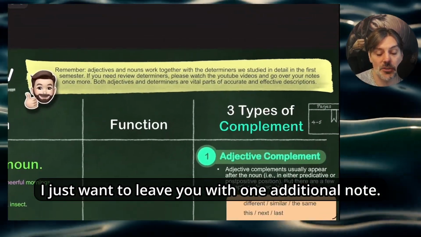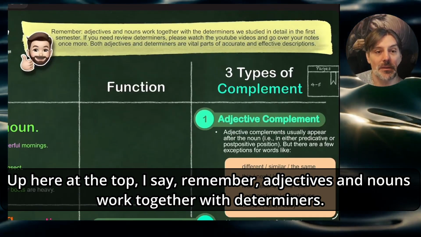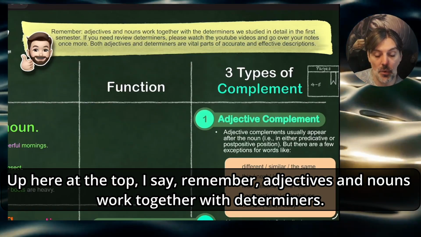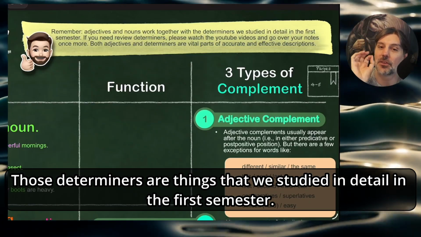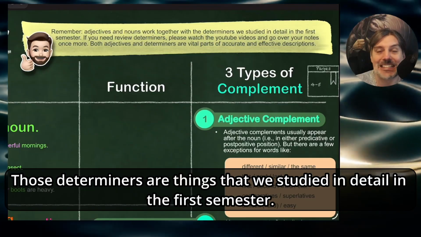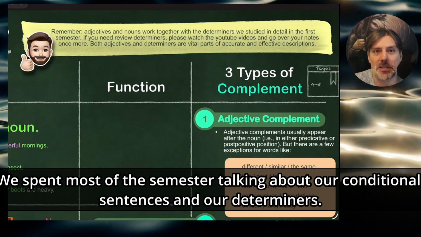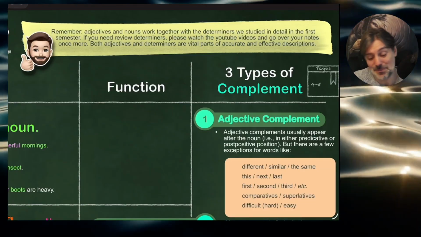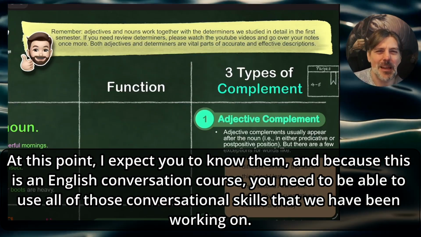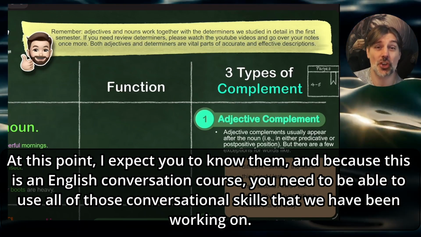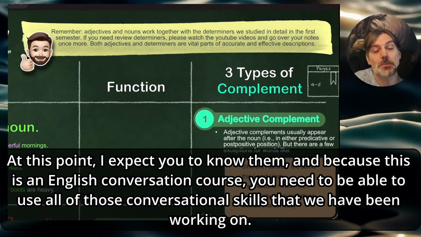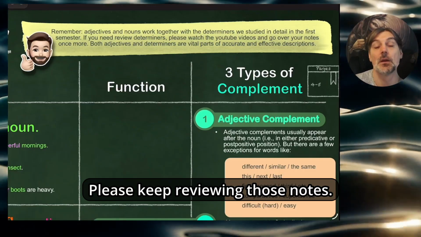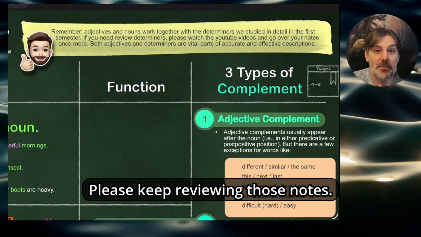All right, guys, this is a complete overview of the adjective notes that we have covered in class so far. I just want to leave you with one additional note. Up here at the top, I say, remember, adjectives and nouns work together with determiners. Those determiners are things that we studied in detail in the first semester. We spent most of the semester talking about our conditional sentences and our determiners. Now, at this point, I expect you to know them. And because this is an English conversation course, you need to be able to use all of those conversational skills that we have been working on. Please keep reviewing those notes.